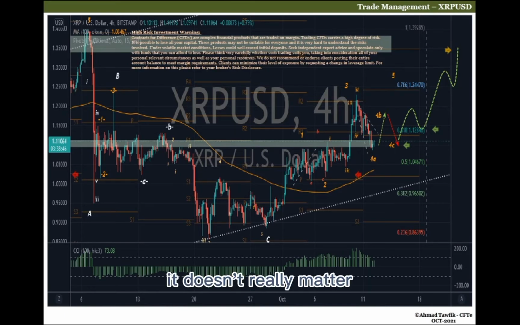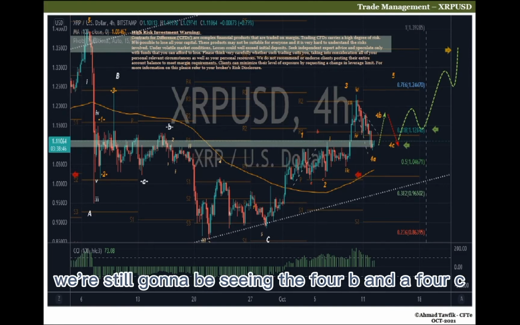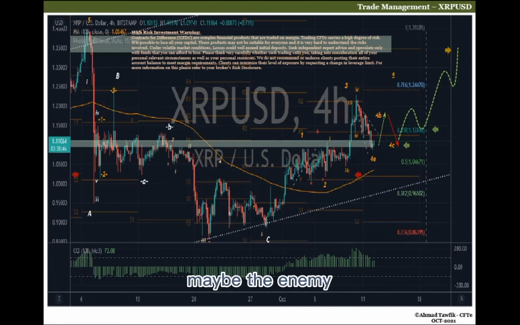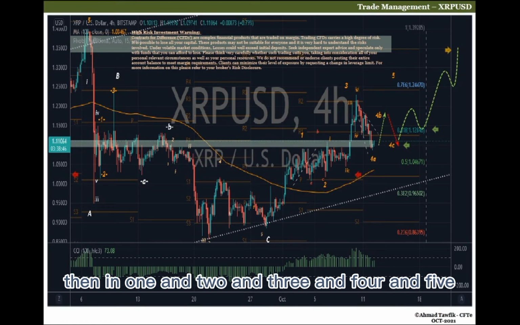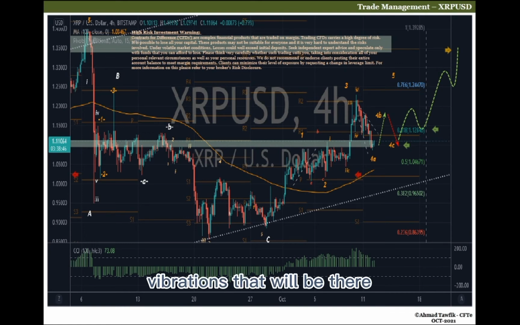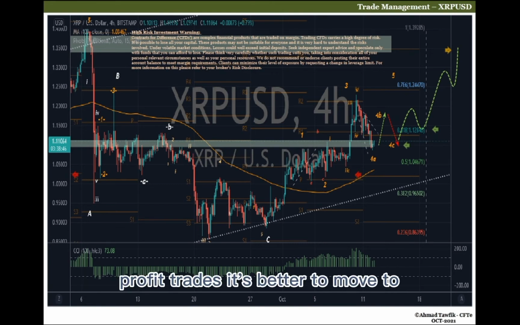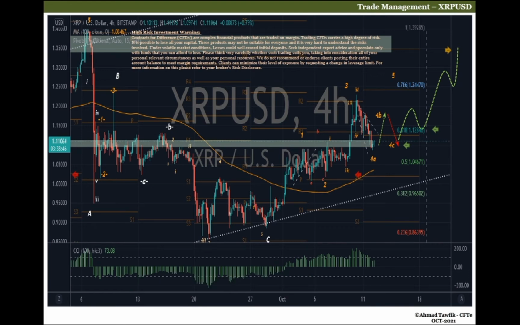It doesn't really matter the number of swings that we're going to be seeing. We're still going to be seeing the 4B and a 4C, maybe DNNE, then a 1 and a 2 and a 3 and a 4 and a 5 internally, of course. So you can imagine the gyrations that will be there. This is just a swing trade. If you're going to be trading short-term profit trades, it's better to move to Ethereum.